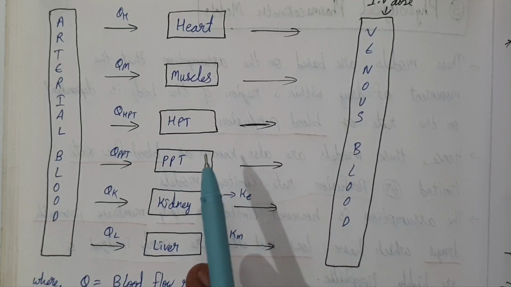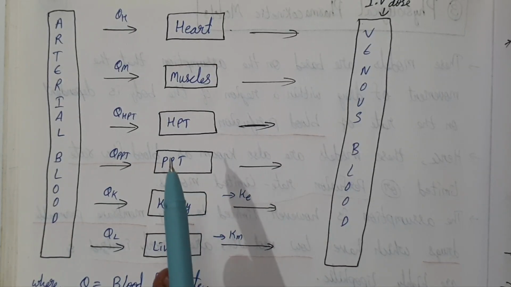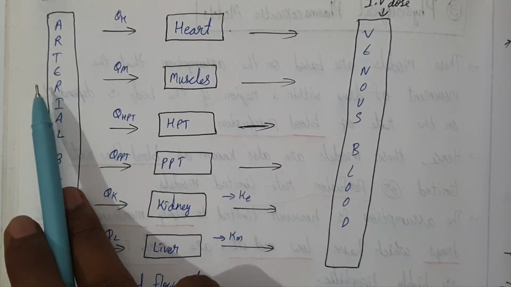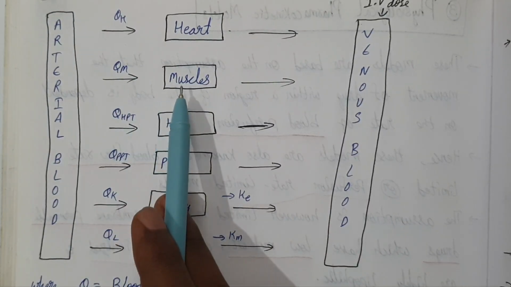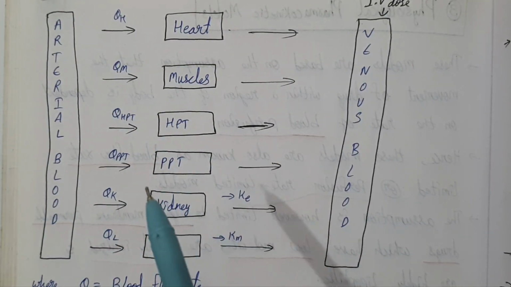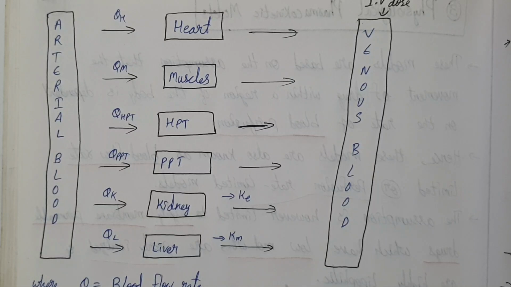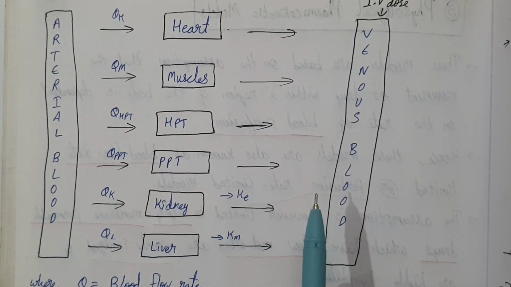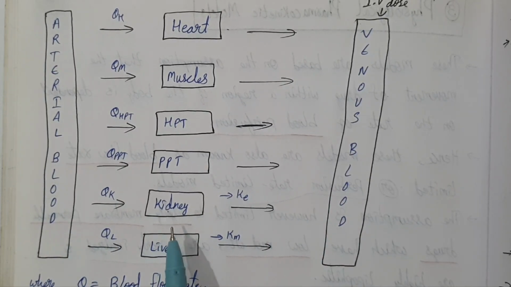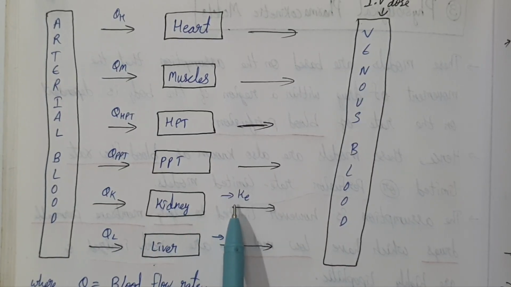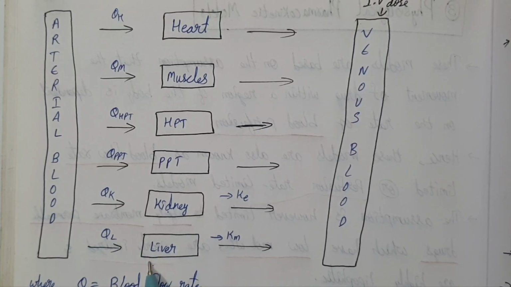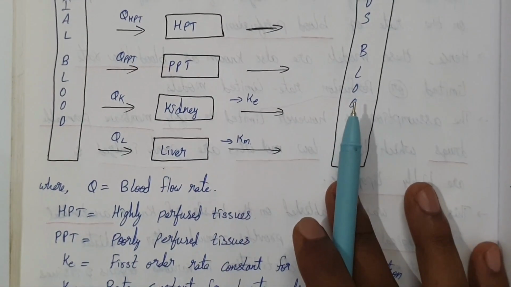This diagram shows how blood carries the drug from the arterial system to different tissues. Heart, highly perfused tissues, poorly perfused tissues, kidneys and liver. Elimination happens through renal route and hepatic metabolism. Within the renal route with the rate constant Ke, and in hepatic metabolism with the rate constant Km.